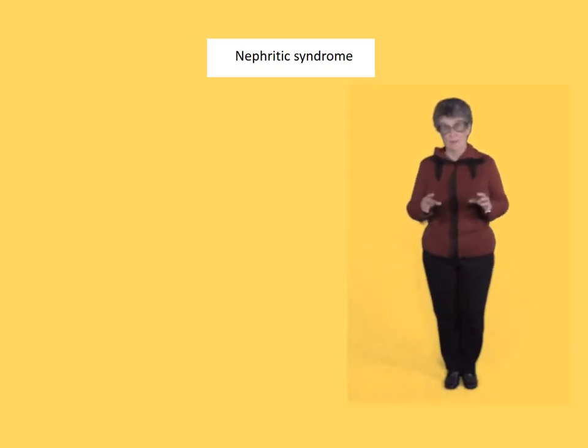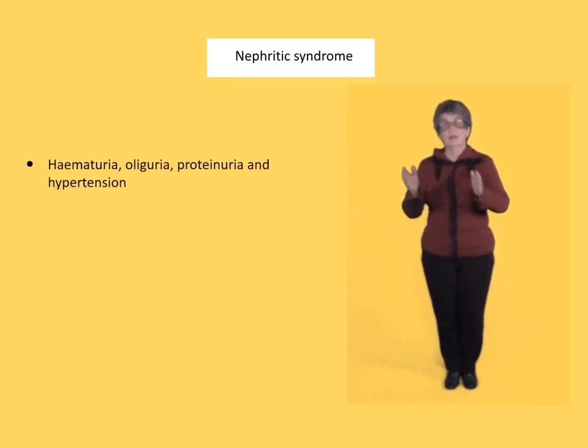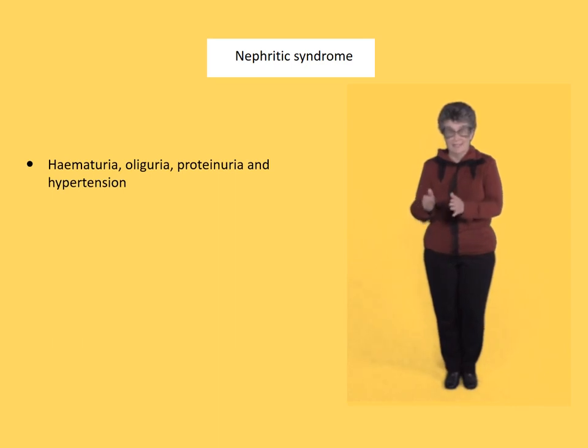The other syndrome that people present with in glomerulonephritis is nephritic syndrome. Hematuria, blood in the urine; oliguria, which means they don't pee much; some protein; and hypertension. But the first 2 are what really distinguish it from nephrotic syndrome.